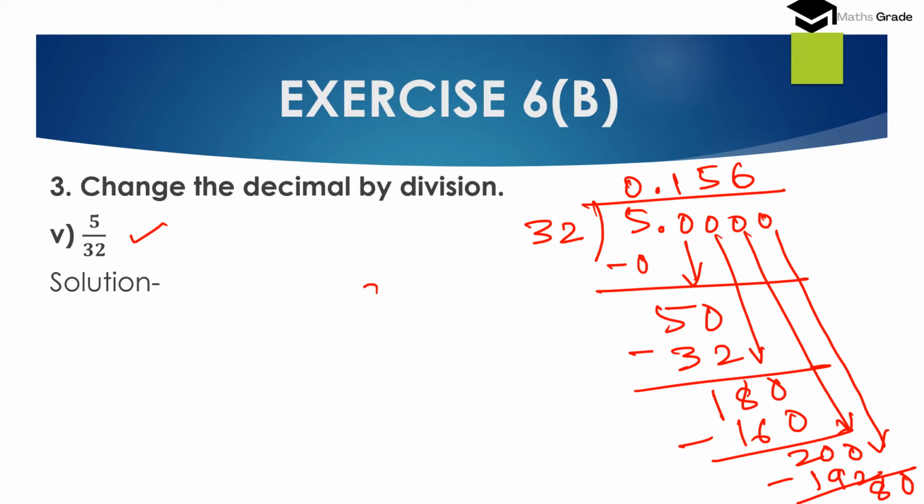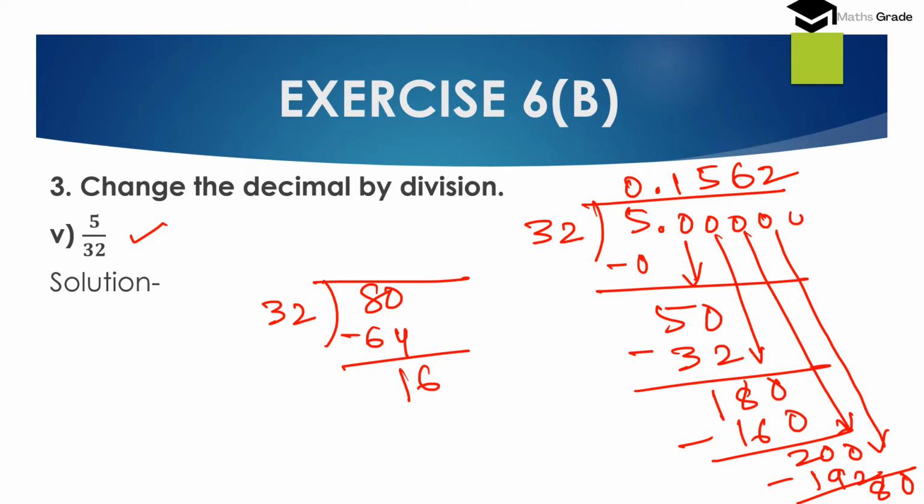Now this 80, 32 here multiplied with 3 is 96, which is more than 80. So we have to multiply 32 with 2. 32 multiplied with 2 is 64. Now 80 minus 64 is 16. 80 minus 64 is 16.